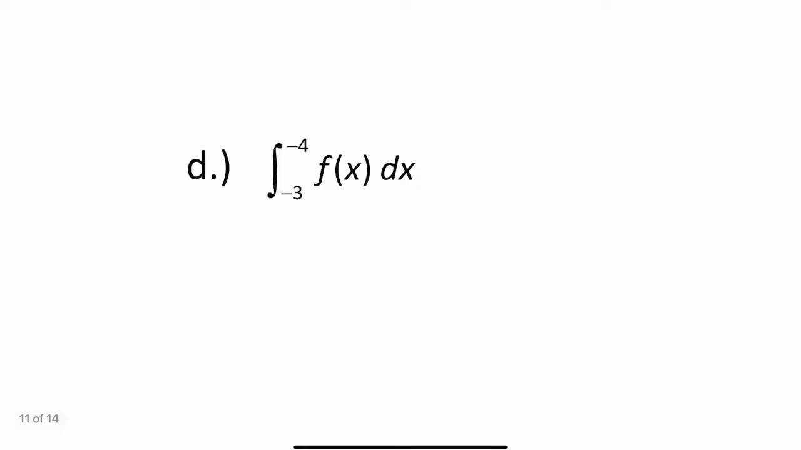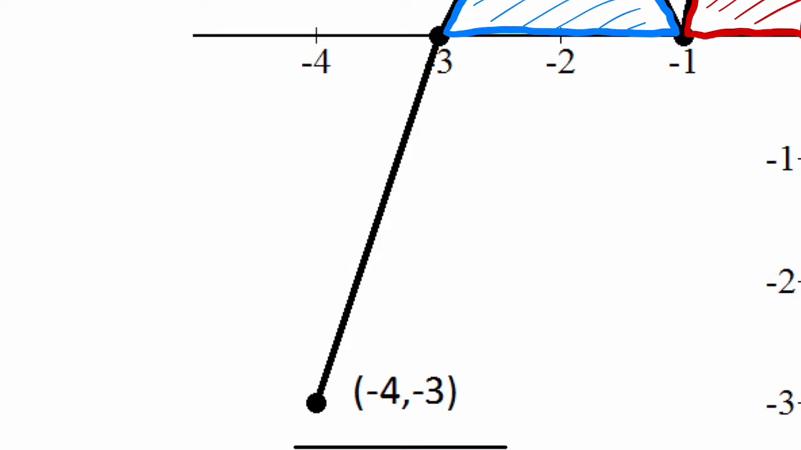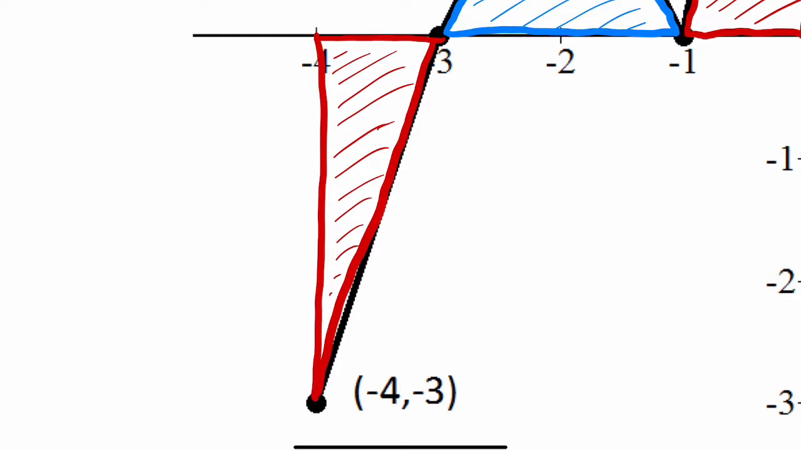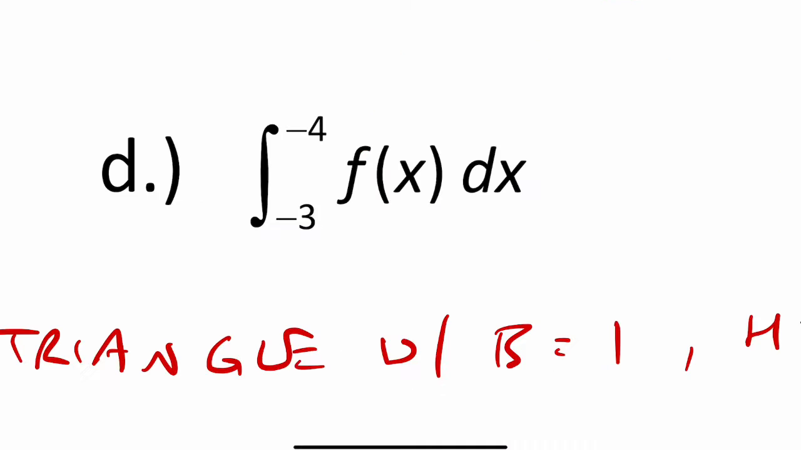For part D, we have the integral between -3 and -4 of f of x dx. Between -4 and -3, this is a triangle that is below the x-axis. It has a height of 4 and the base is equal to 1. We need to be careful here. In order to use that graph, the bottom boundary has to be smaller than the top boundary. Right now, the bottom boundary is bigger than the top boundary. So we need to reverse the order of integration.